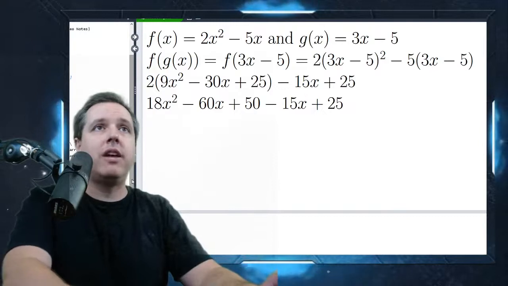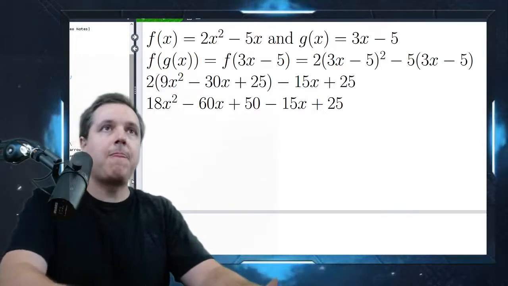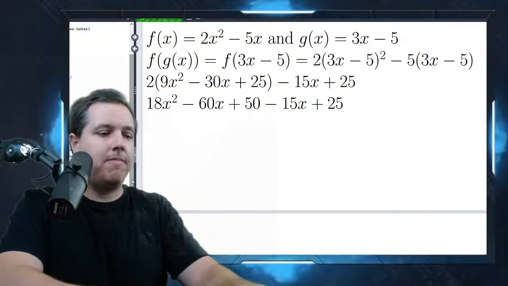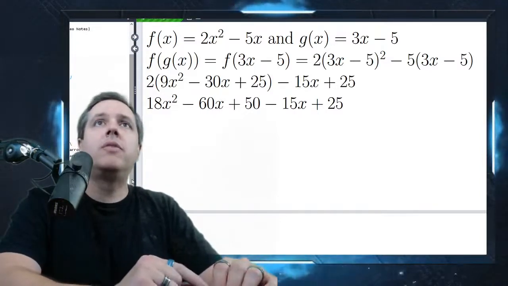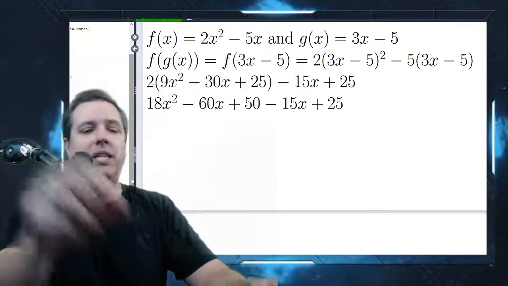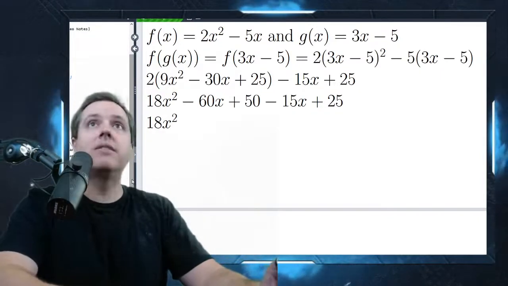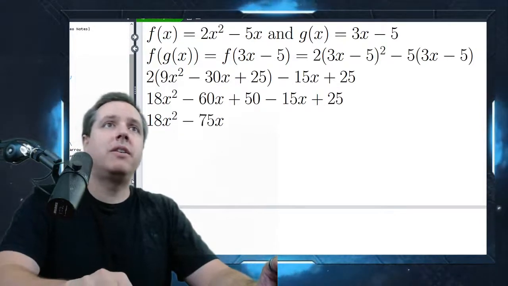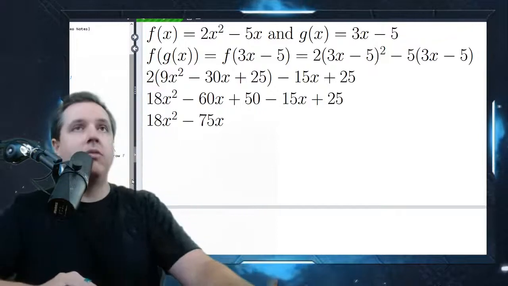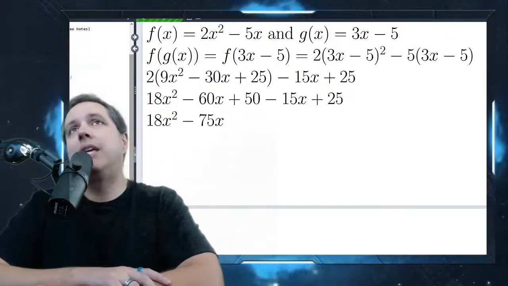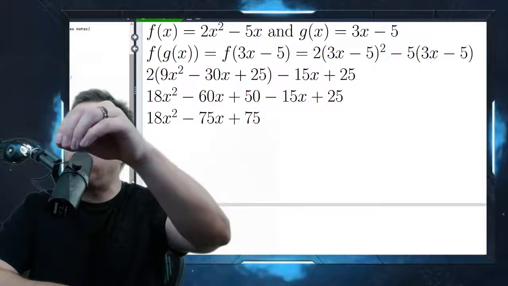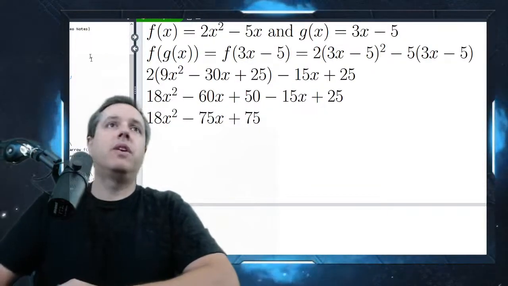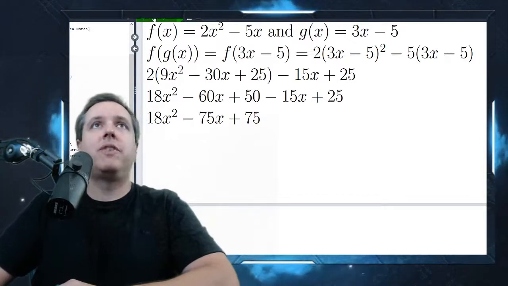Okay, let's bring it all together. And let's do 18x squared. Then minus 60x minus 15x will be minus 75x. And then plus 75, is that right? Okay. If I have a typo, let me know. But the whole key was at the beginning here. You plug one function into the other function and you simplify them. So I think that's our final answer fully simplified.